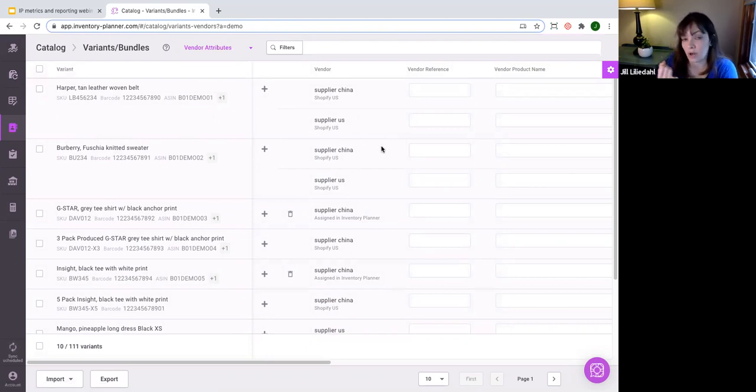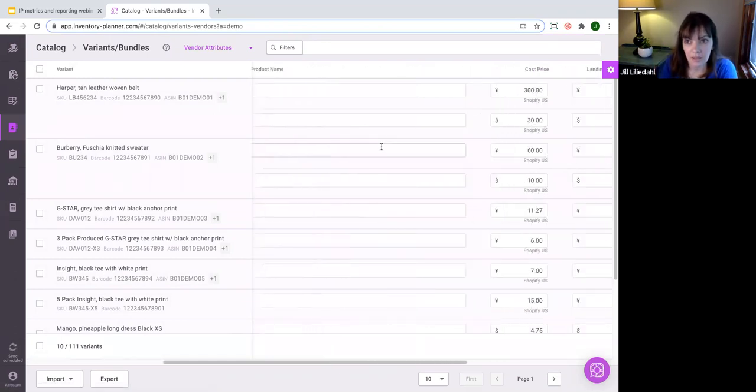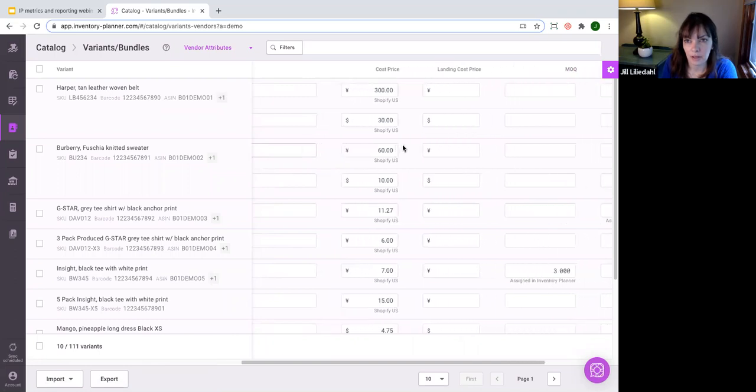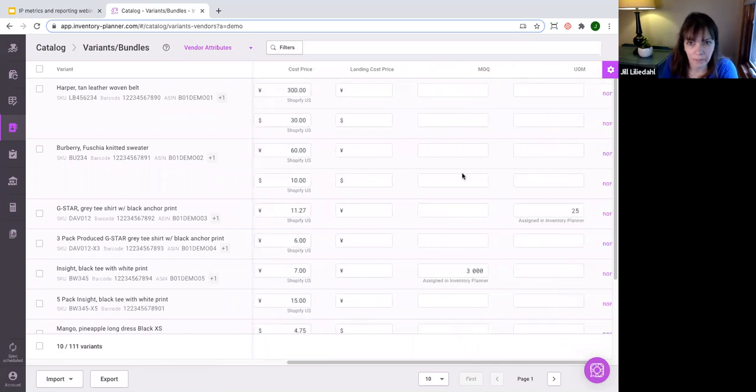So we could have different cost prices, different references, different product names, and different MOQs and UOM for each one of those. So you can see that we could put in, maybe we have to order in multiples of 10 from this supplier, but multiples of 25 from another supplier. So all of that can be customized if you're able to source from more than one vendor for one item.